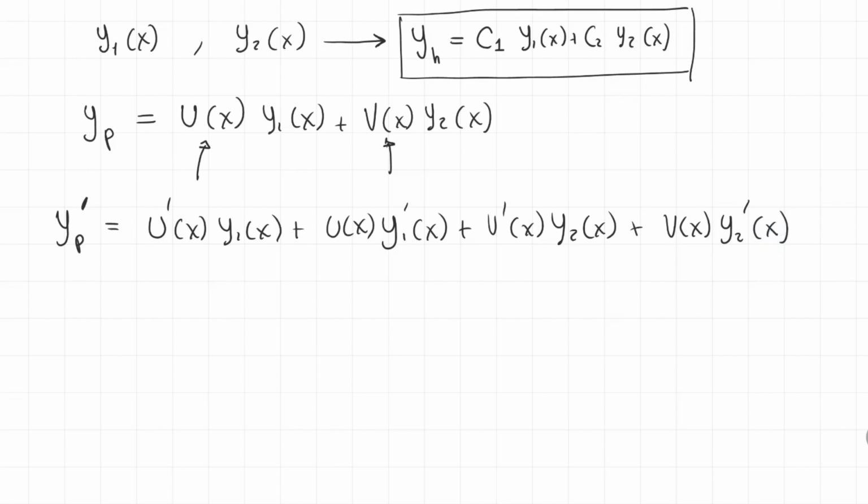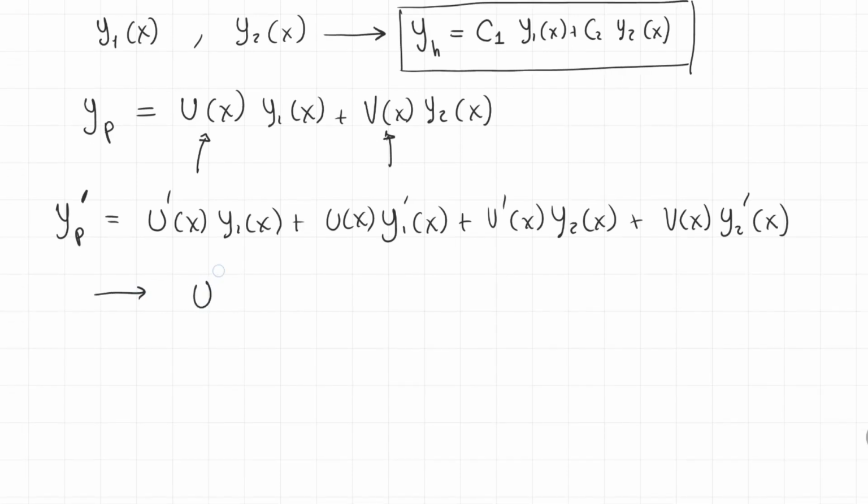So here's the first trick that we are going to use. If we don't use this trick, this method will be very complicated, but it will be very important to establish the next step. We are going to say that u prime of x times y1 of x plus v prime of x times y2 of x is going to be 0.